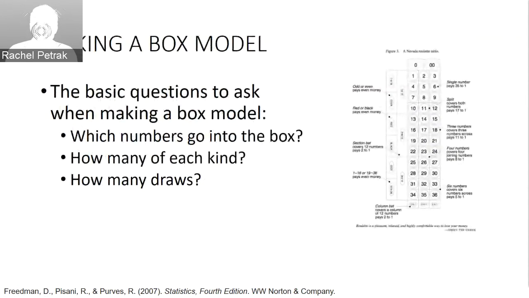So when we make a box model, we have 3 basic questions. Which numbers go into the box? How many of each kind of number? And how many draws? We can arrange this any way that works. As we just looked at, we could arrange it so that 6 numbers go into the box, like a dice, or a die, excuse me. Then there'd be 1 number of each kind, and the number of draws is just equal to however many trials you conduct.